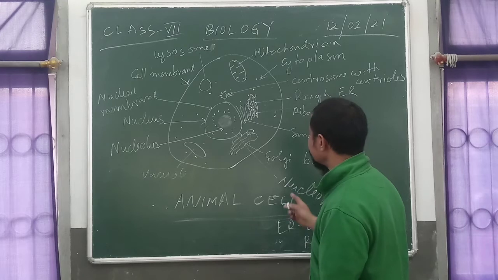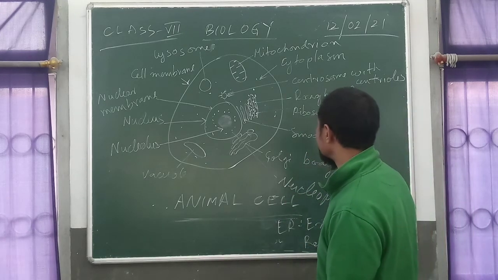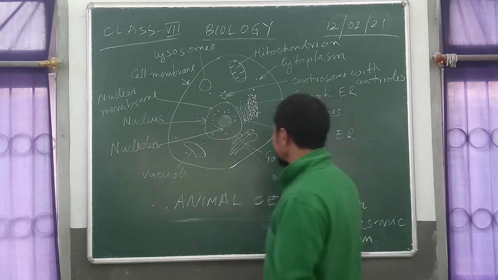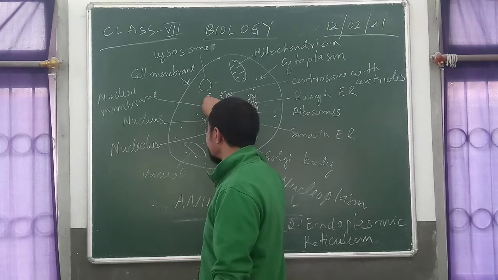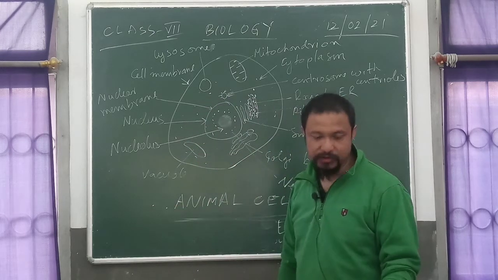Then we have the mitochondrion, single mitochondrion, more than one mitochondria, the powerhouse of the cell, the energy giving, the battery of the cell, all those things. Now, one more thing which is there in animal cell, not present in plant cell, is lysosomes. They are the suicide bags of the cell.